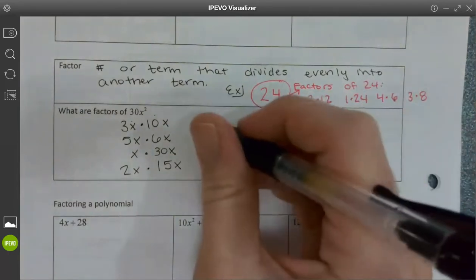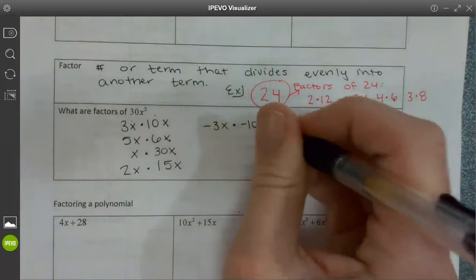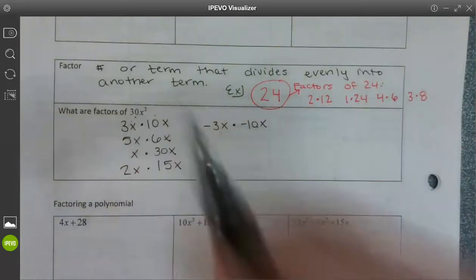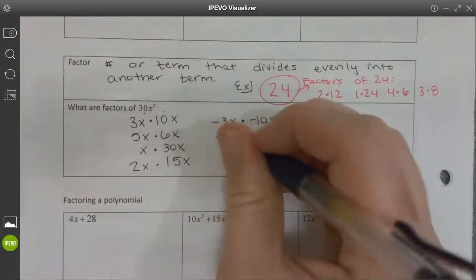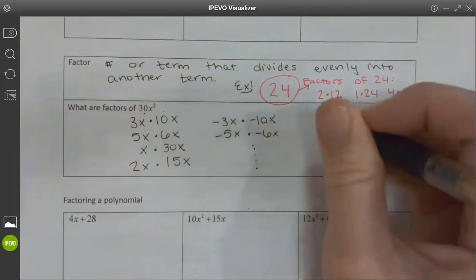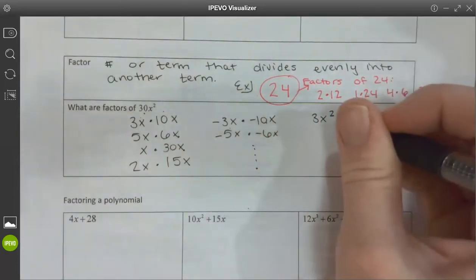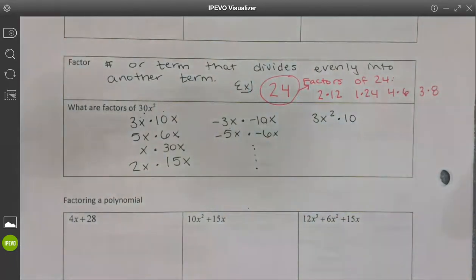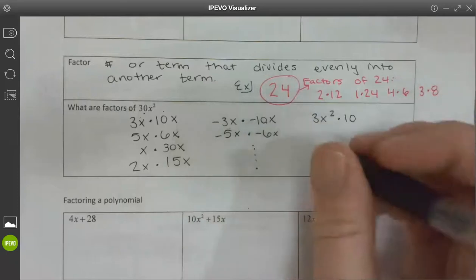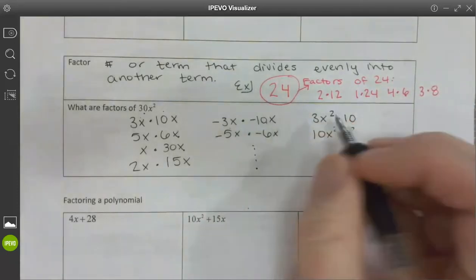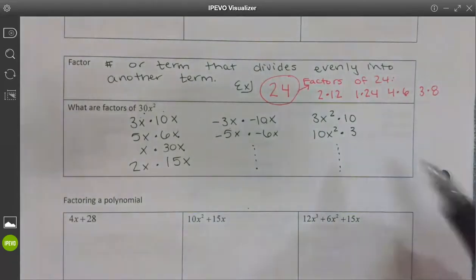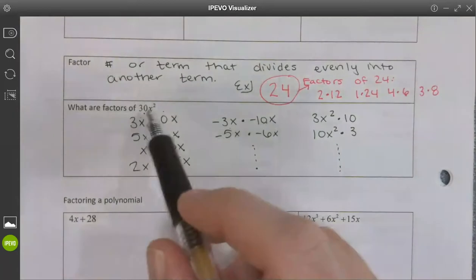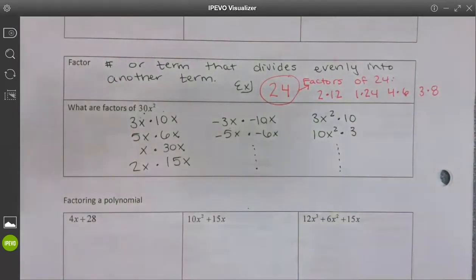And it goes beyond this, because -3x times -10x, and a negative times a negative is also going to give me a positive 30x squared if I were to multiply them back together. Okay, they also divide in evenly. Or -5x times -6x, and so on. Or I could have had just the x squared term on one of my factors. So for example, 3x squared times 10. That's another set of factors for 30x squared. Or 10x squared times 3. Then I can flip it around, which one has the x squared and which one doesn't. Okay, and so on. And there'd be a whole bunch of other factors we could create kind of in this likeness. Okay, so once we get into a variable, it really expands all the possibilities that we could be looking at for our factors, okay?